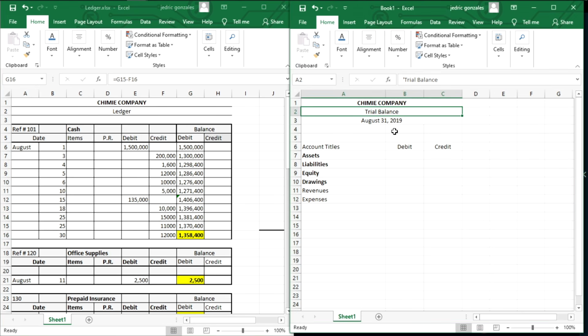Pagdating naman sa trial balance, ang unang nakalagay sa first line is the company's name. And then, kung ano yung ginagawa mo, which is the trial balance. And then, for what month, anong ended ang ginagawa mo. So, this time, ang ginagawa natin is the August 31, 2019. Then, at least give 2 spaces. And then, account titles here. And then, debit. And then, credit naman sa third column.